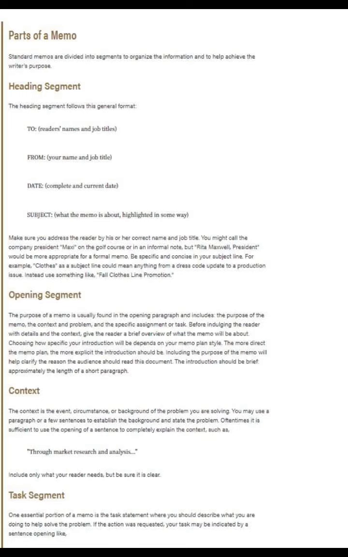How about the context? The context is the event, circumstances, situation, or background of the problem you are solving. You may use a paragraph or a few sentences to establish the background and state the problem. Oftentimes, it is sufficient to use the opening of a sentence to completely explain the context, such as through market research and analysis. Include only what your reader needs, but be sure it is clear.